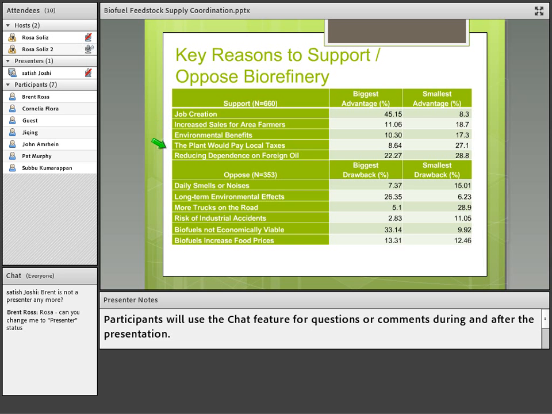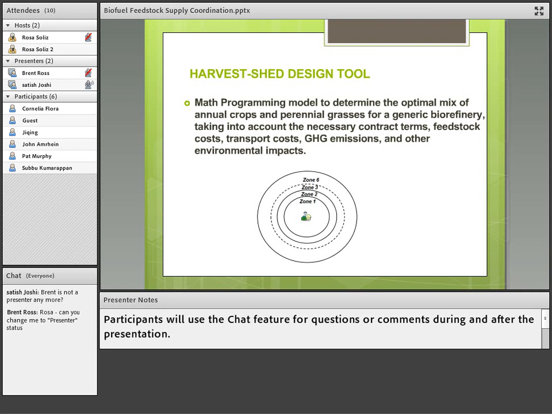Okay, thank you, Scott. I'll be talking about the optimal harvest shed design tool. As you know, there are many types of biomass. For cellulosic ethanol production, you could use agricultural crop residues like corn stover, or perennial grasses like miscanthus and switchgrass, and you can use woody biomass. These feedstocks vary a lot in terms of the yield per acre and the cost of production. Depending on the yield, the transportation costs vary, and the harvest windows vary. Plus, if you're interested in the greenhouse gas footprint, that also varies across different feedstocks.